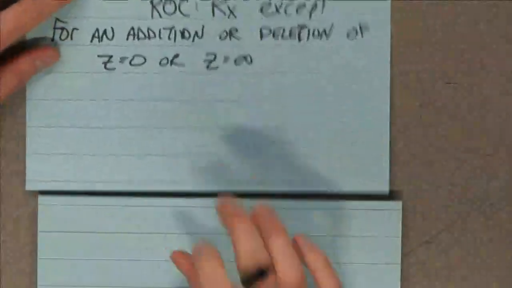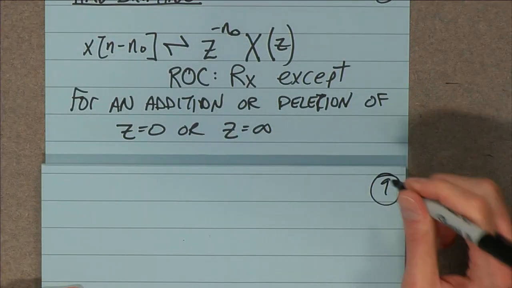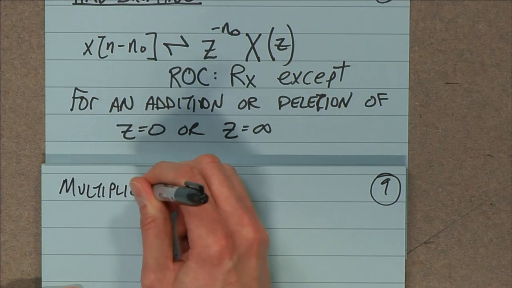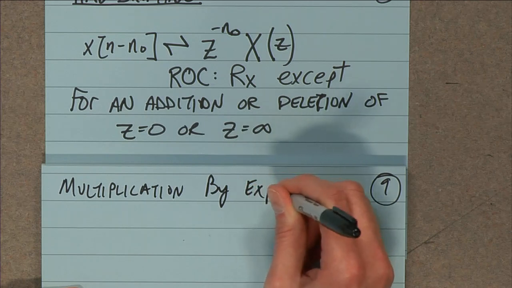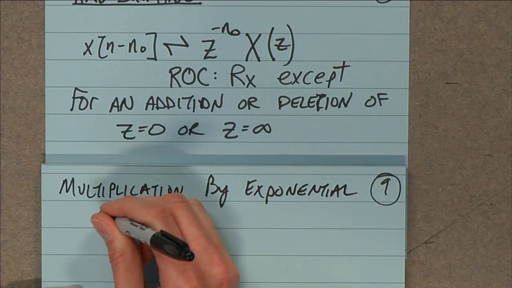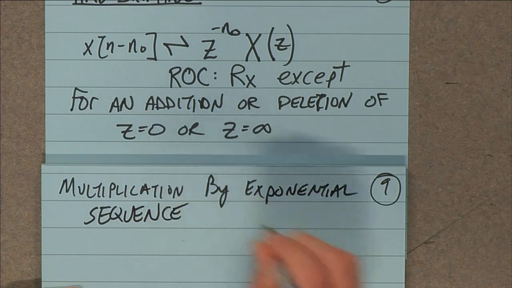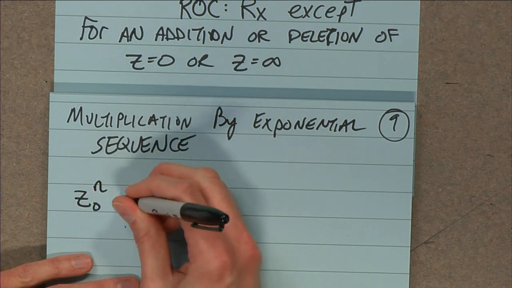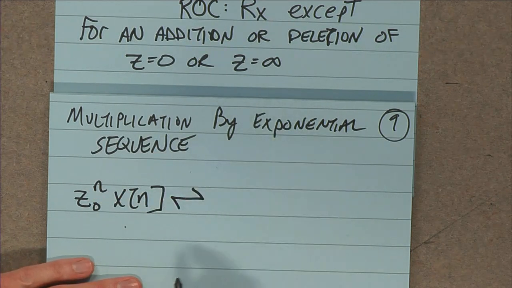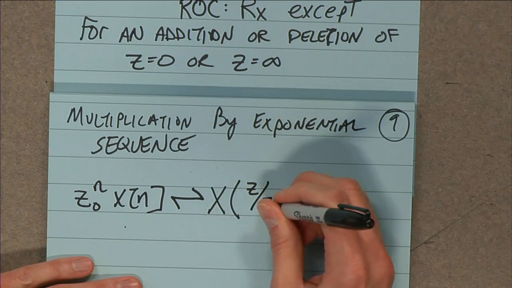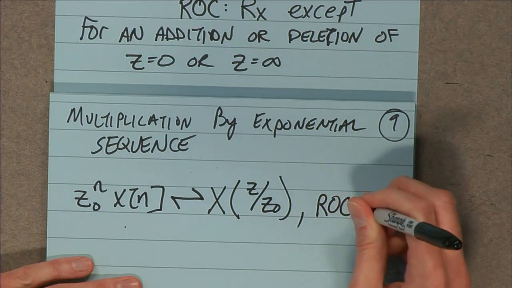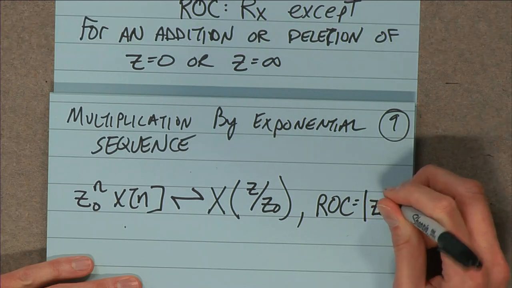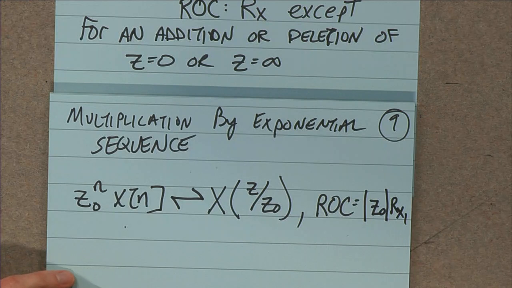Let's go to multiplication. So multiplication by an exponential sequence. Very important for the DTFT. And of course it has the same relationship here. Now it scales the Z transform, and the region of convergence now is also scaled by the magnitude Z naught times the original region of convergence. And we're going to do an example because that looks a little weird. It's like, how do you multiply something times the region of convergence?